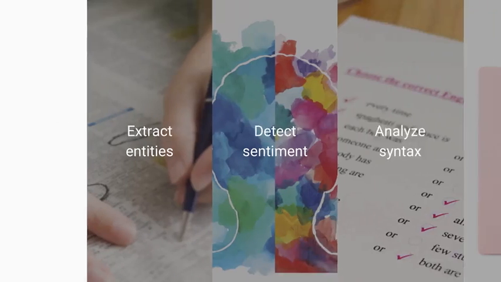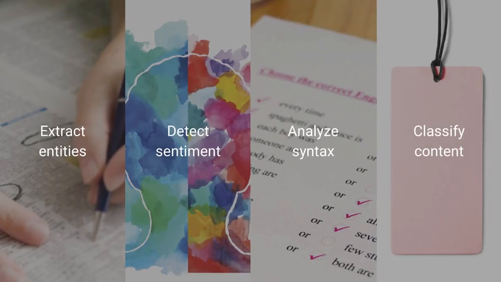Cloud Natural Language is an API that lets you understand text with a single REST API request. Let's see what you can do with the Natural Language API. First, the API lets you extract entities from your text. It can also give you the overall sentiment of a sentence or a text document, so it'll tell you whether the sentence is positive or negative.